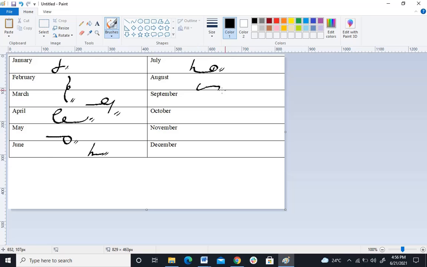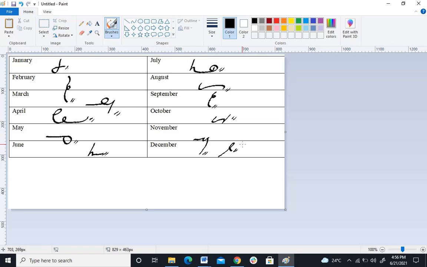Okay, next is September. Sep. And then your capital symbol. October, Oct. And then your capital symbol. November, Nov, and then your capital symbol. December, Des, and then your capital symbol. Okay, so yan yung ating 12 months. Ganyan sila nire-represent sa shorthand writing.